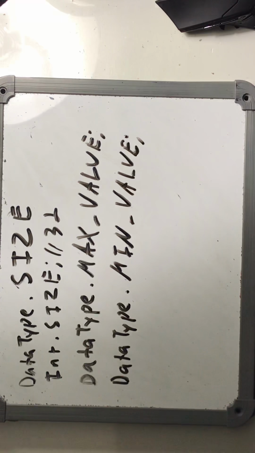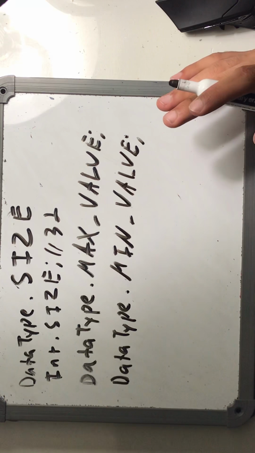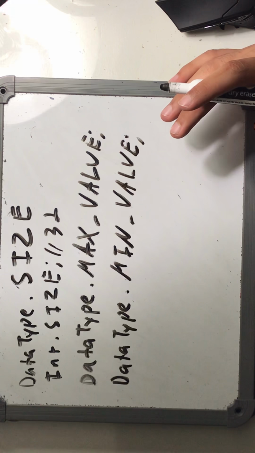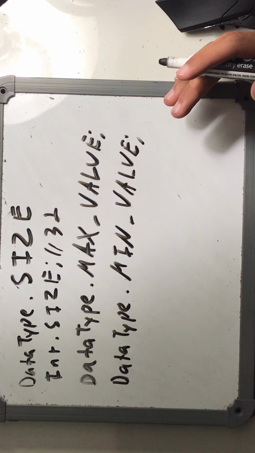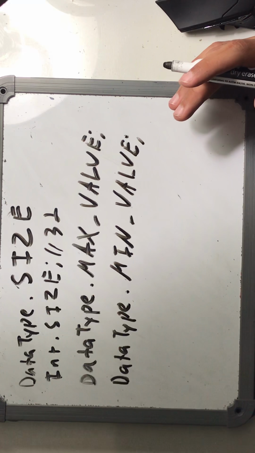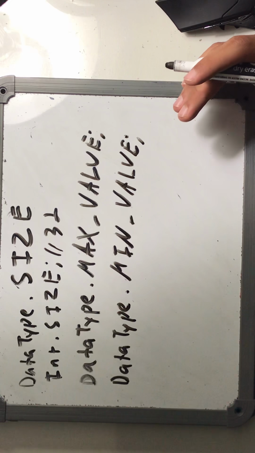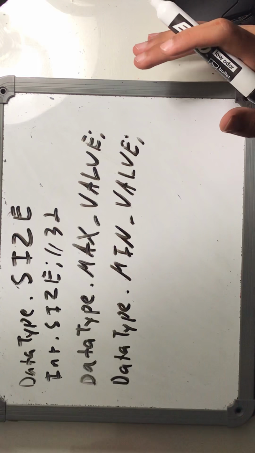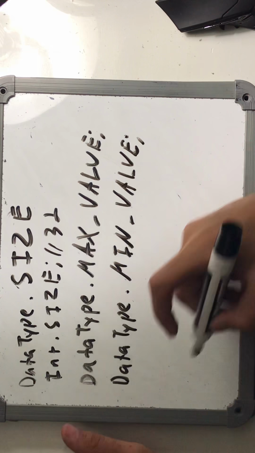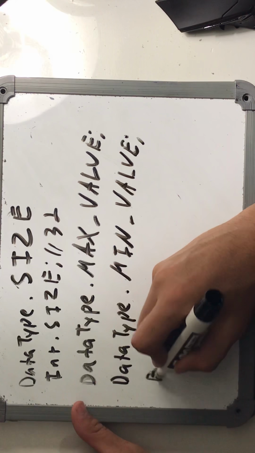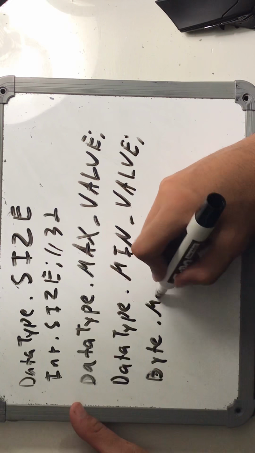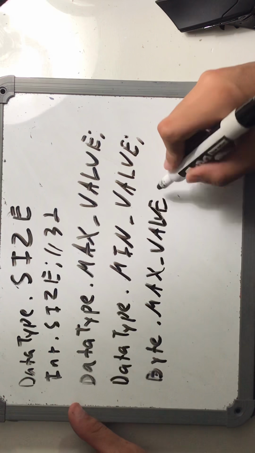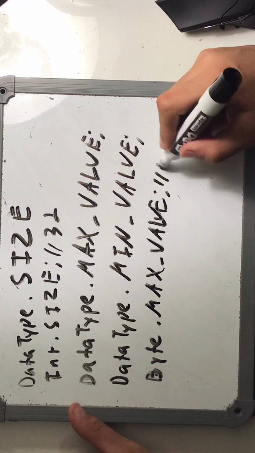Now, normally, it won't be something crazy like long or an int. It'll most of the time stick to either a byte or a short or possibly a char. I'm not too sure. But what max value means is the highest possible number that can be stored in that data type. So for example, if it was byte dot max value, your answer would be 127.